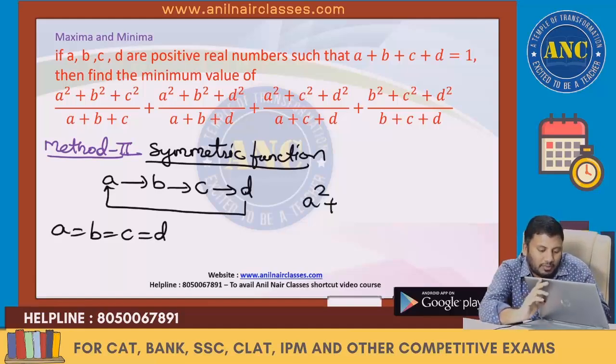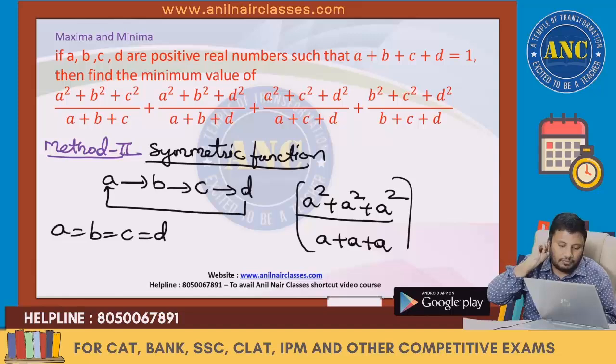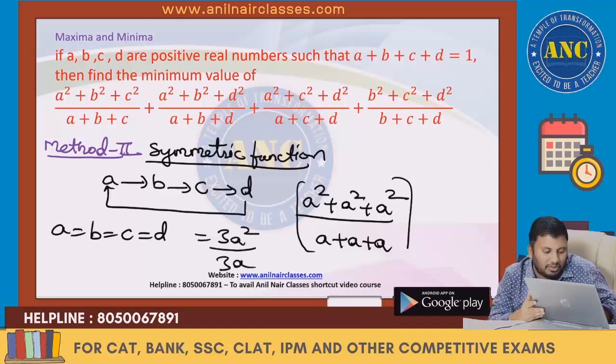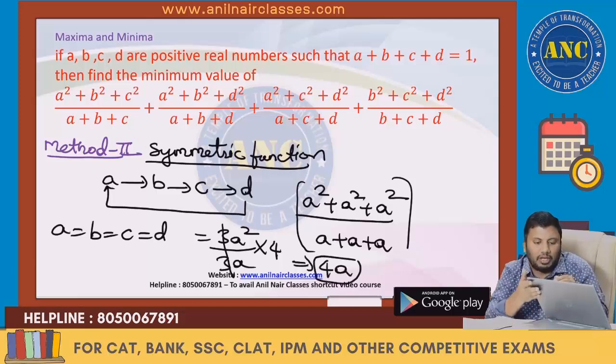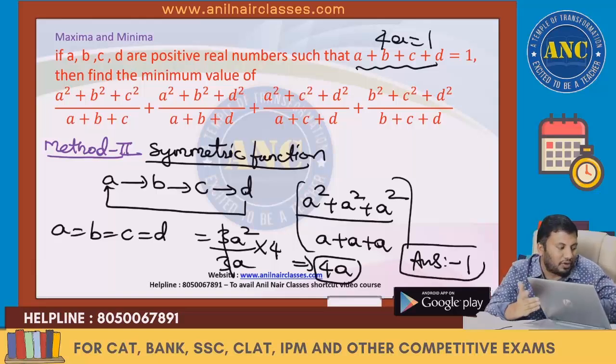So this will become A square plus A square plus A square divided by A plus A plus A, and 4 times we got. So this is nothing but 3A square divided by 3A. Now see here, into 4 times. So this is nothing but 4A. Make variables equal. 4A is nothing but 1. So answer for this question is 1.